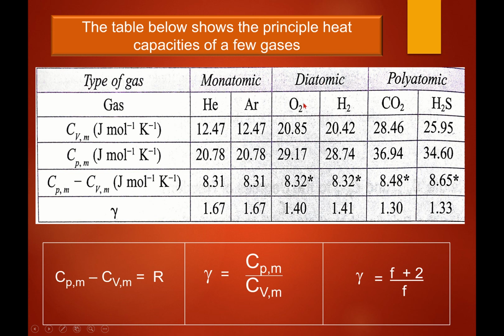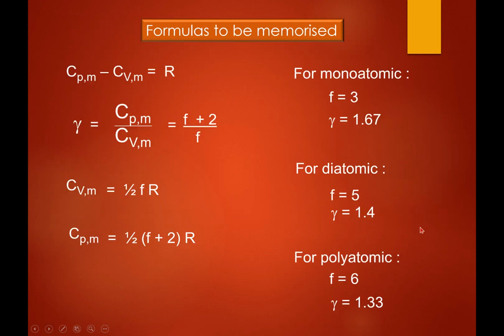Okay, same for diatomic. For the CVM and CPM, and the relationship between them, we calculate gamma as 1.40 for oxygen and 1.41 for hydrogen, so it is about the same. And lastly, for polyatomic, we do the same for carbon dioxide and hydrogen sulfide, and we get 1.30 and 1.33. Okay, so these are all the formulas that we have derived from the previous lesson and for today's lesson.